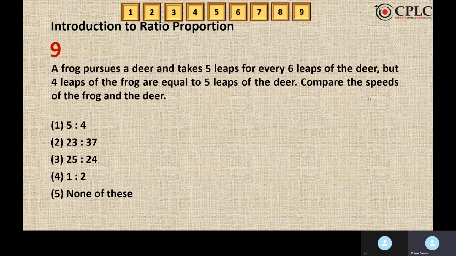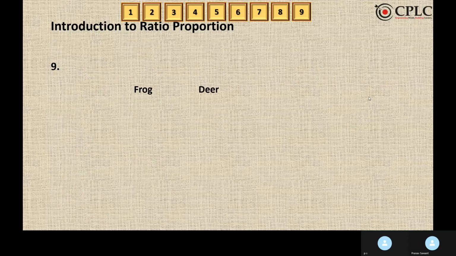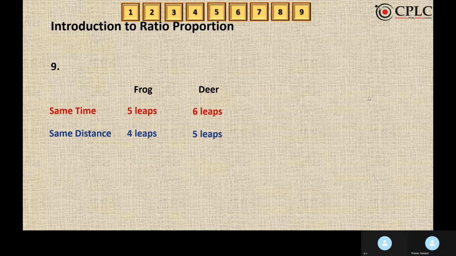A frog pursues a deer and takes 5 leaps for every 6 leaps of the deer. But 4 leaps of the frog are equal to 5 leaps of the deer. Compare the speeds of the frog and the deer. Now, in the same time, frog takes 5 leaps and deer takes 6 leaps. And the distance covered in the same distance is 4 leaps and 5 leaps. 4 leaps by a frog, 5 leaps by a deer.